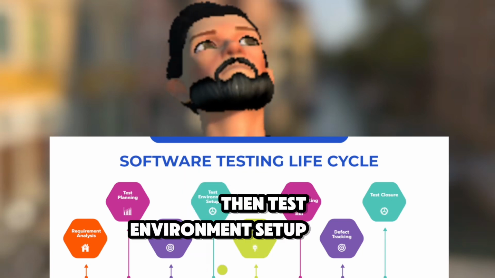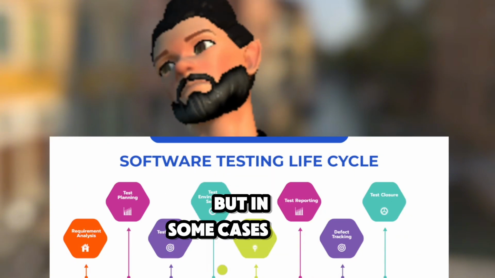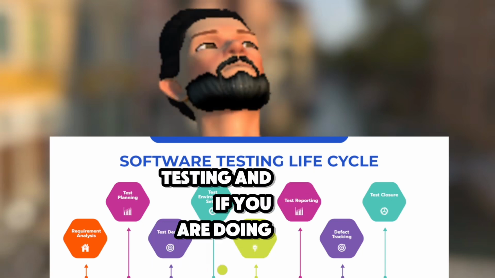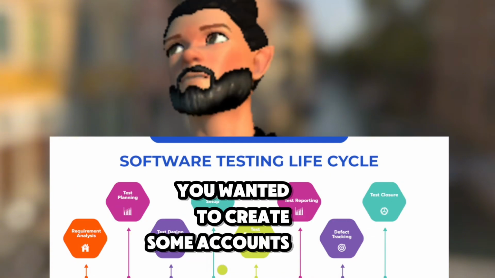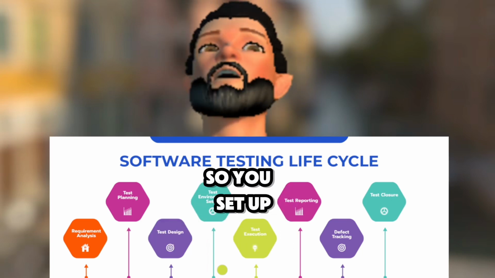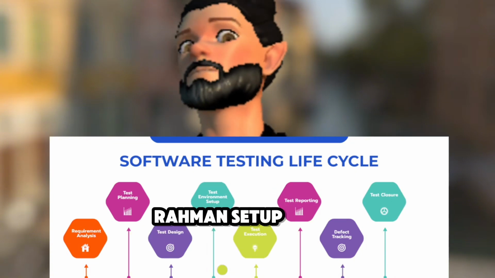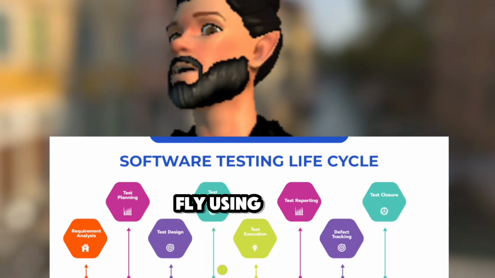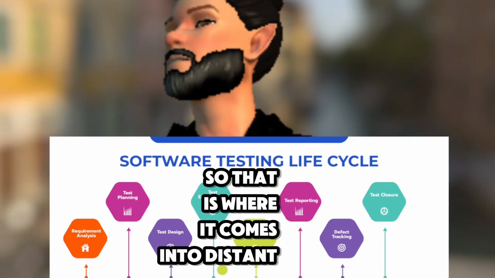Then test environment setup. Most probably you already have this environment available for you. But in some cases, if you are not using programmatic testing and you are doing it manually, then you might want to set up whatever you wanted to do. If you wanted to create some accounts with specific conditions, or some payments with specific conditions, you set up all these prerequisites in the test environment. That is what we call test environment setup. These days, if you are doing it programmatically, all of these can be created on the fly using scripts. So that is where test environment comes in.